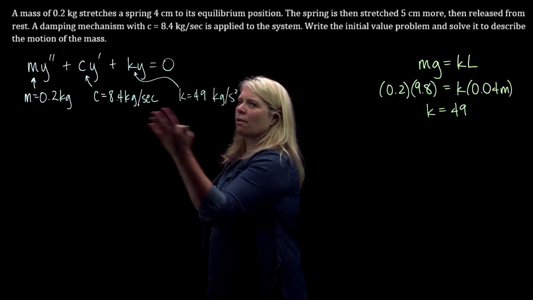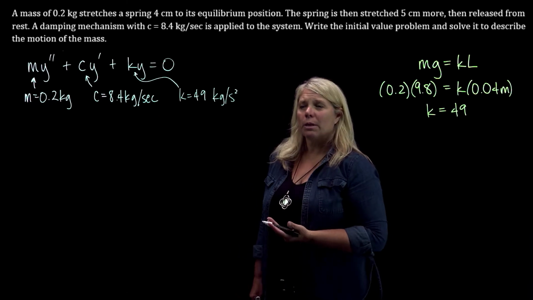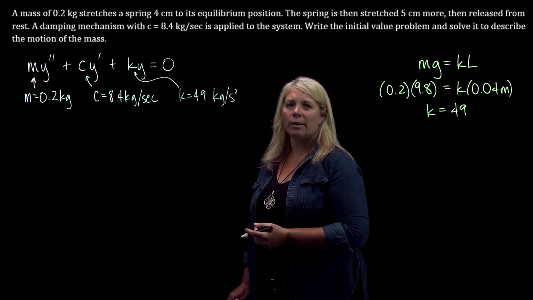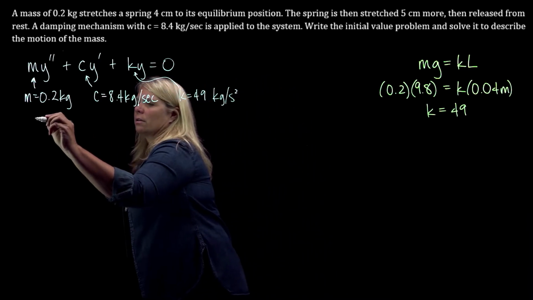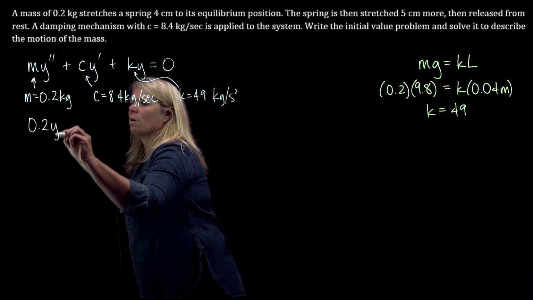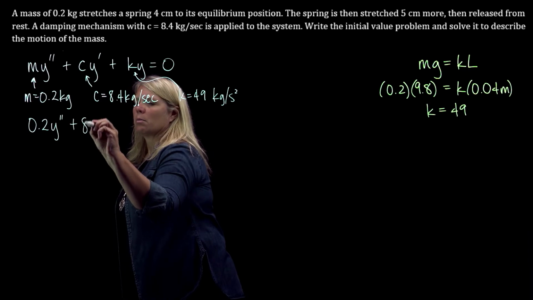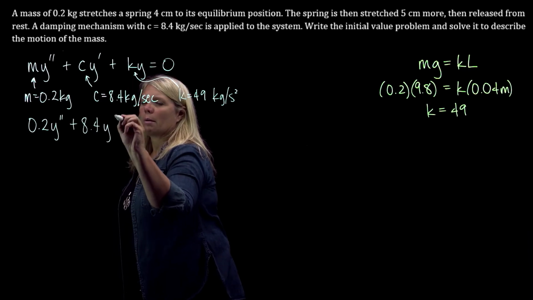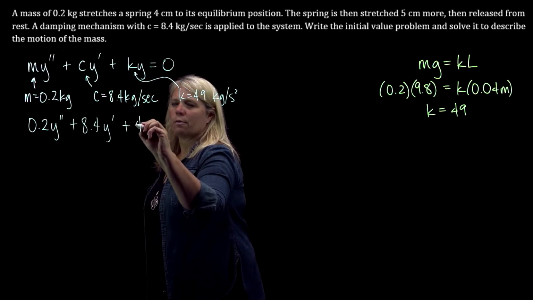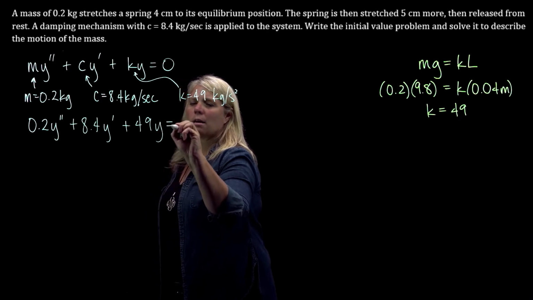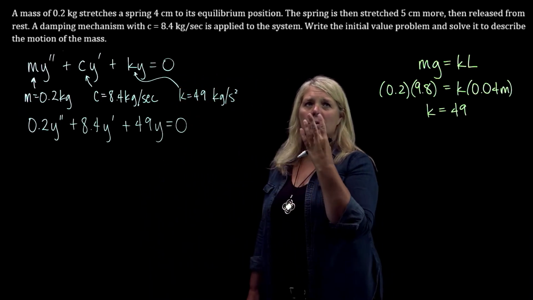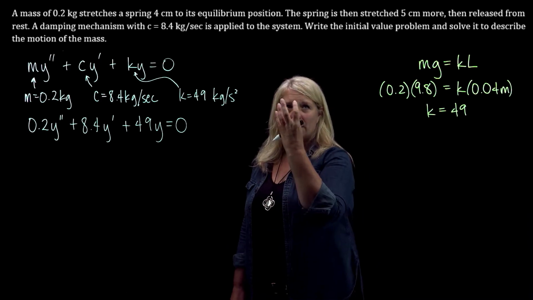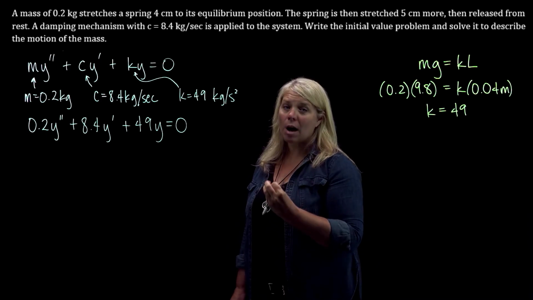All right, we're given all of these, and we're going to put them into the differential equation, write down our initial conditions, and then analyze the solutions. So 0.2 y double prime plus 8.4 y prime plus 49y equals 0.